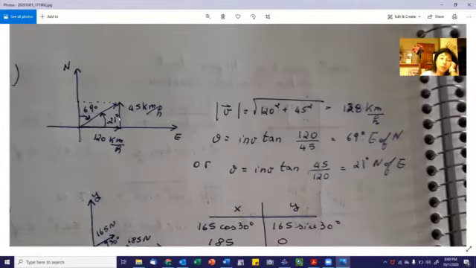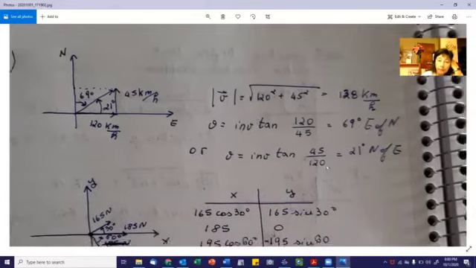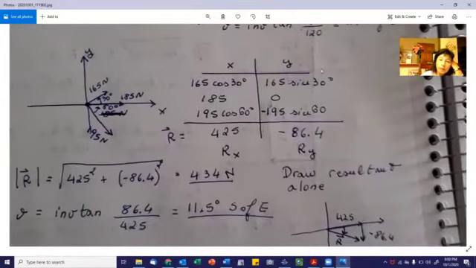If instead you're choosing this angle here, you do your rise over run, which is this one instead, and your angle is going to be 21, and it's going to be north of east. Obviously, whichever you choose, the two together have to give you 90 degrees anyway. Again, you can choose whichever angle you want.